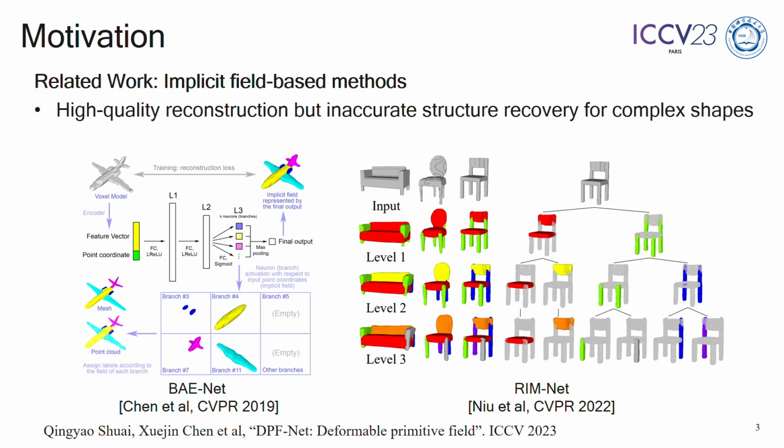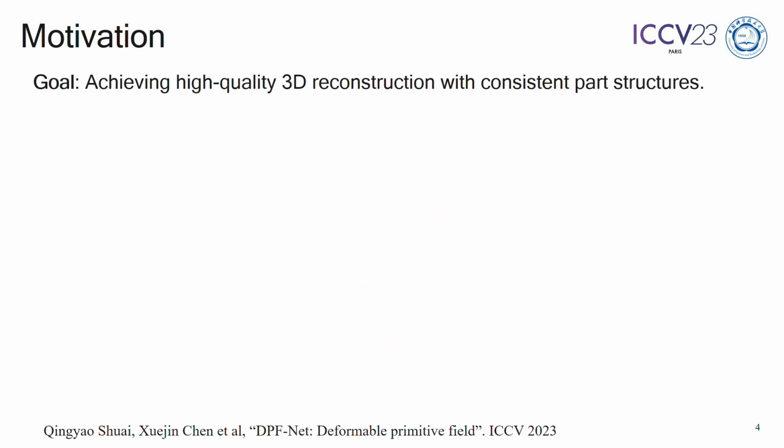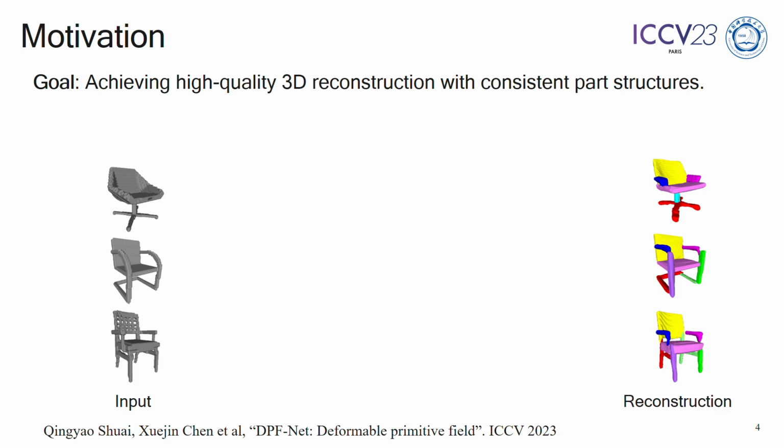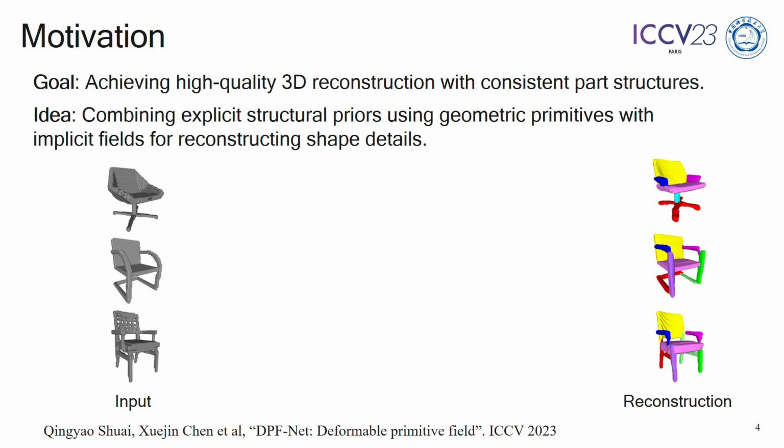Another line of work uses implicit fields to represent the object shape for high-quality 3D reconstruction. However, under the unsupervised learning scheme, these methods face challenges in recovering consistent part structures without structural supervision and shape priors. Our goal is to achieve high-quality 3D reconstruction with consistent part structures under an unsupervised learning framework. We take advantage of the expression power of implicit functions for approximating geometric details and the generalization ability of geometric primitives to extract high-level structures.